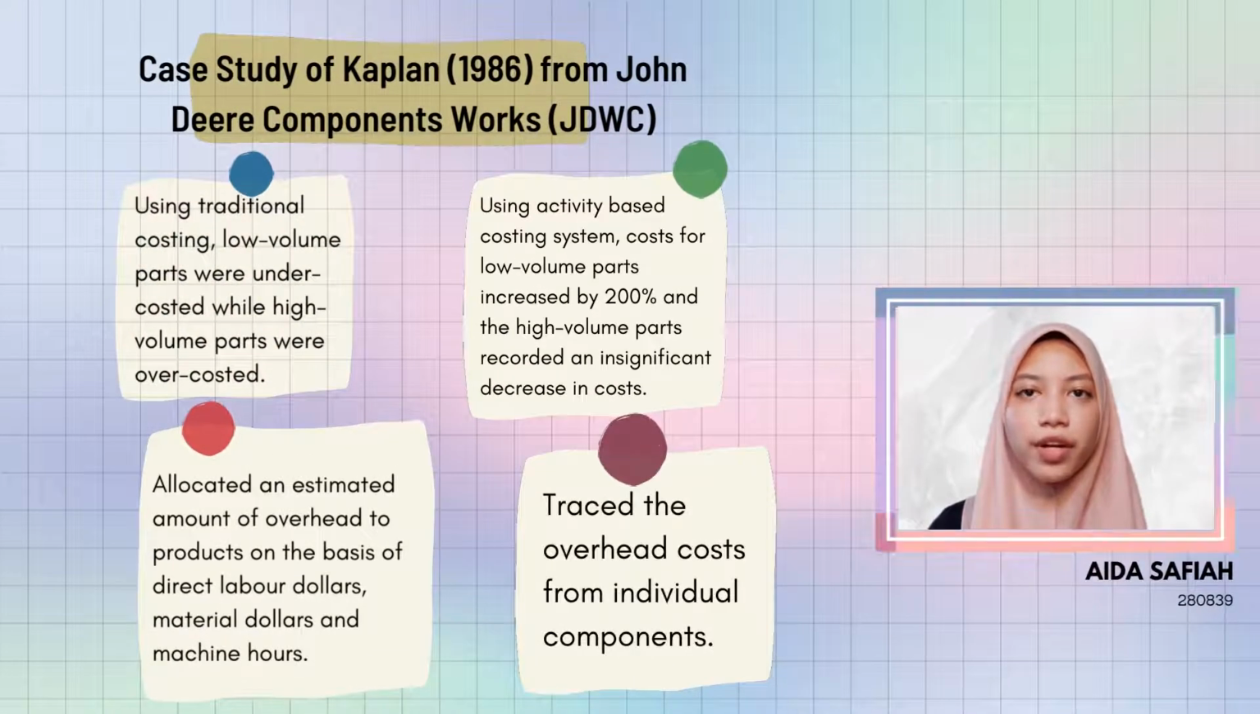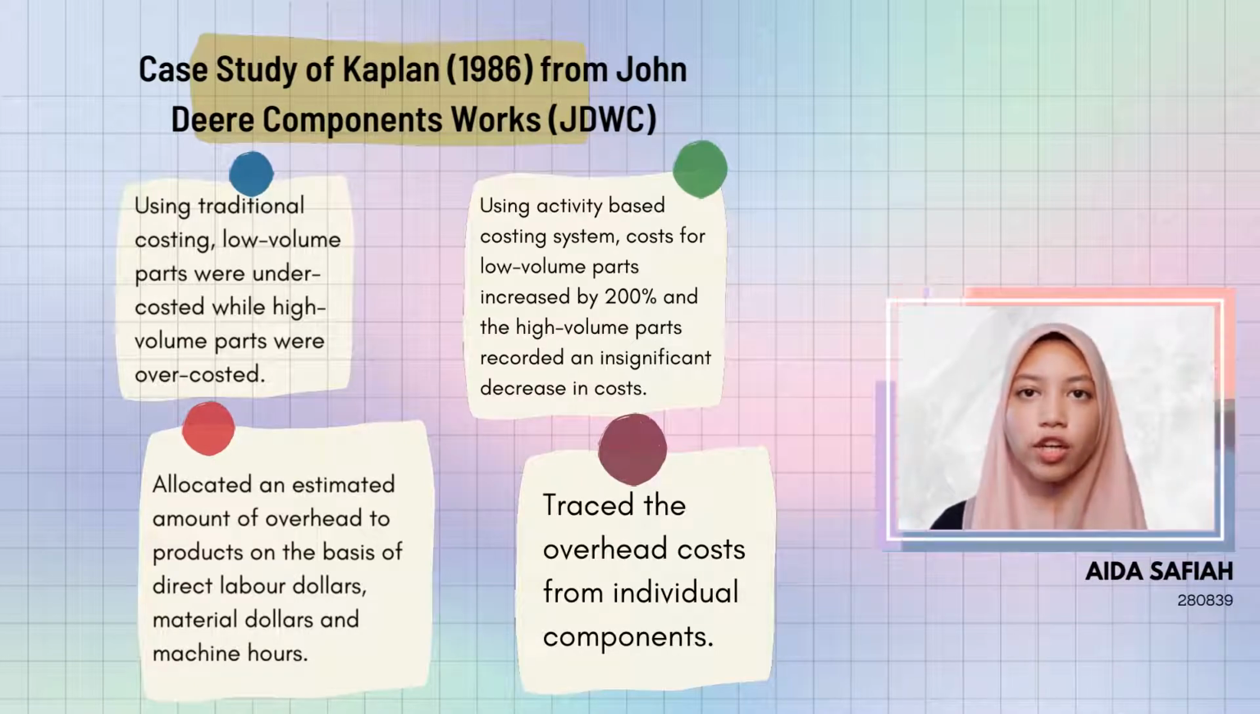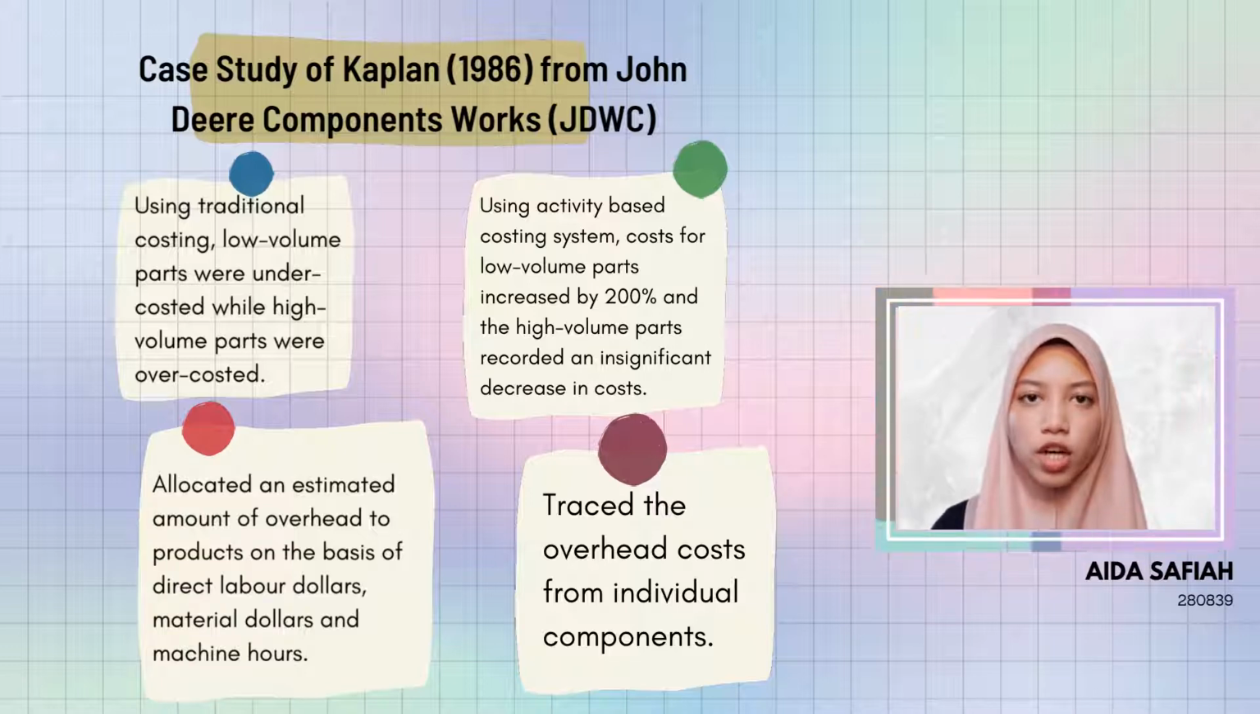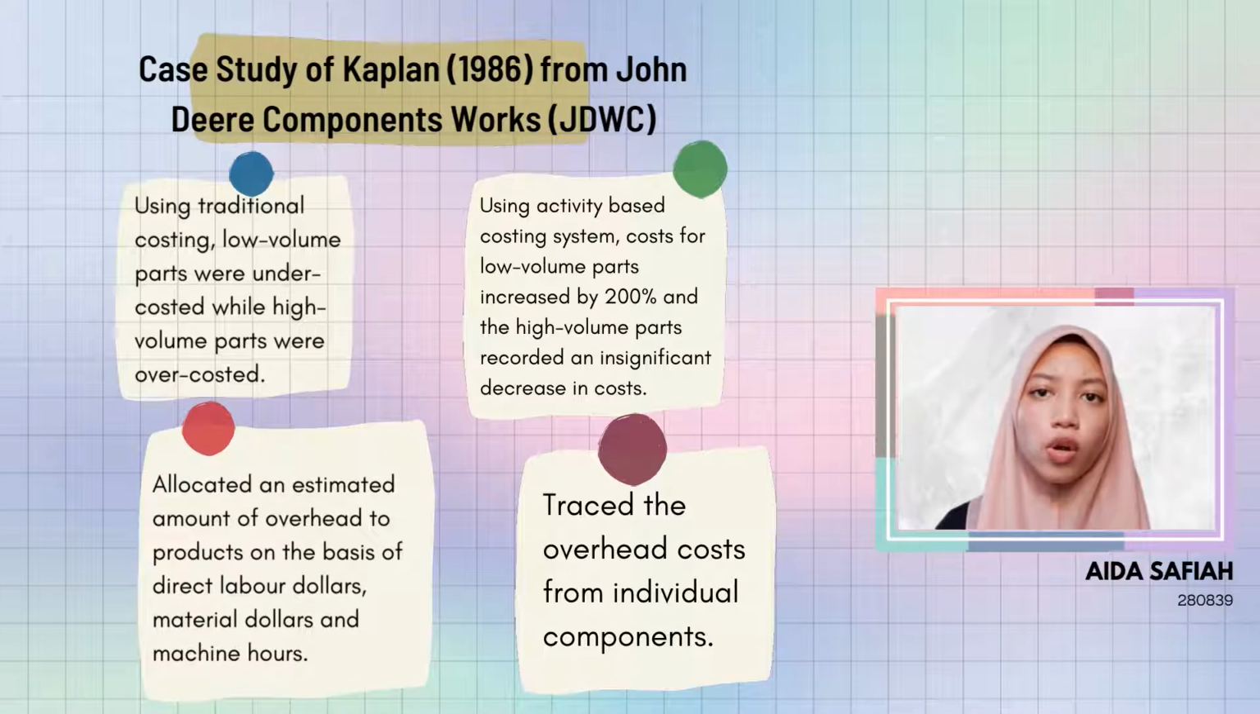In the article, Birendra Kumar Mishra used the case study of Kaplan 1986 from John Deere Component Works to prove the fact that managers do not know the actual overhead costs for individual products using traditional costing. The result of using traditional costing from this case is that the low volume parts were undercosted, while the high volume parts were overcosted. However, when activity-based costing system was employed, costs for low volume parts increased by at least 200%, and the high volume parts recorded an insignificant decrease in cost.